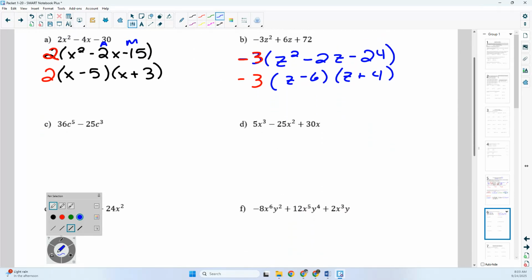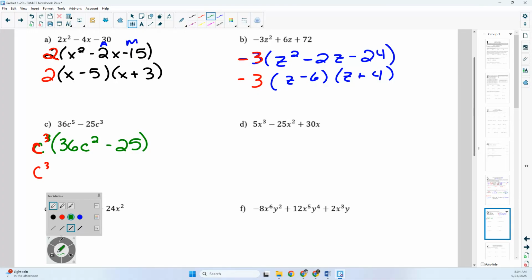Moving on to the next one, I'm always checking for GCF first. I can tell it's not going to be a trinomial problem, basically because I only have a binomial. So I look, I do have a GCF of c cubed, so I'm going to take that out and put it in the front, leaving me with 36c squared minus 25. I'm just changing the colors of the GCF. That's still part of the problem, but I'm focusing on just the remaining parts to factor.